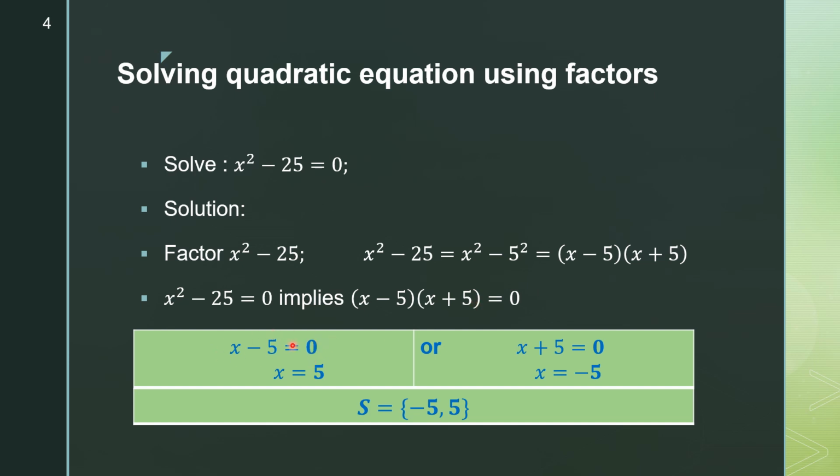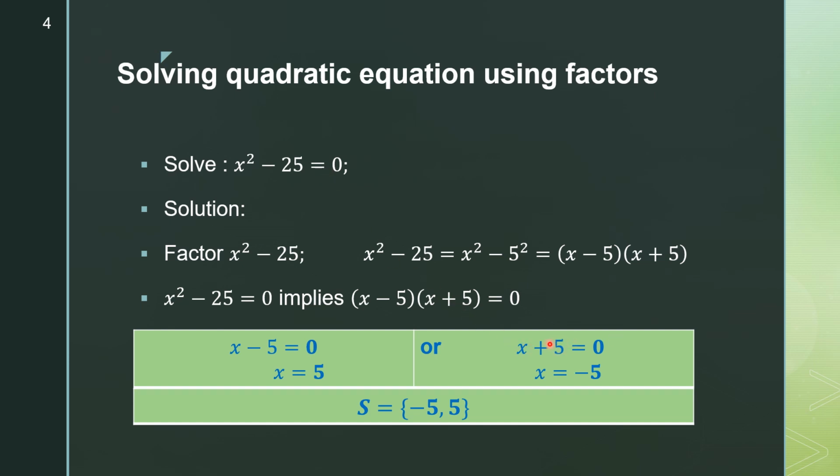So let's see the first condition, x minus 5 equals 0. We can move minus 5 to the other side. It becomes x equals 5. So if x equals 5, the first bracket becomes 0, and then the multiplication is also 0. Hence, this equation is satisfied. So x equals 5 is the first solution of this equation.